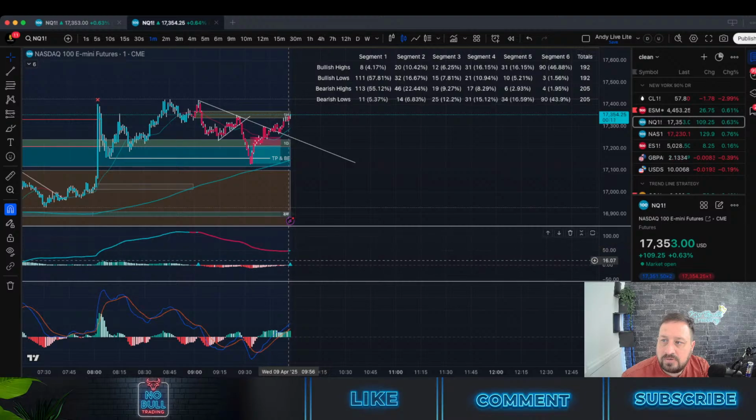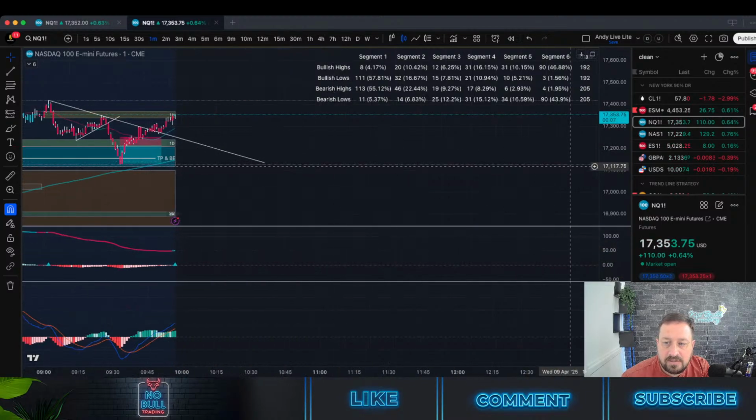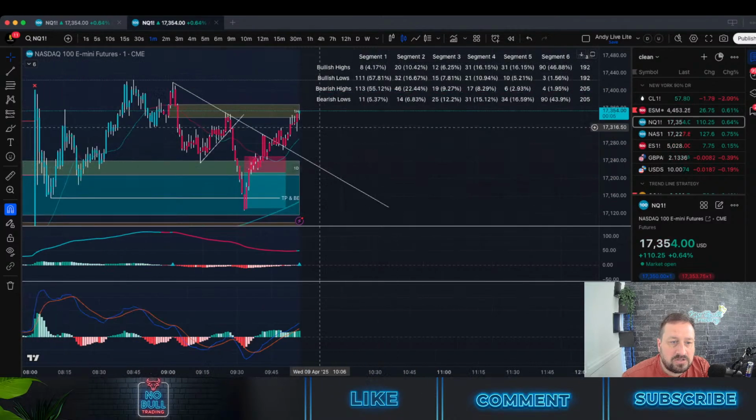Oh, so we've got 3 minutes left. Dynamic TP is just changing. Looks like we might have just pushed through this current hourly box. This is our current hourly high.